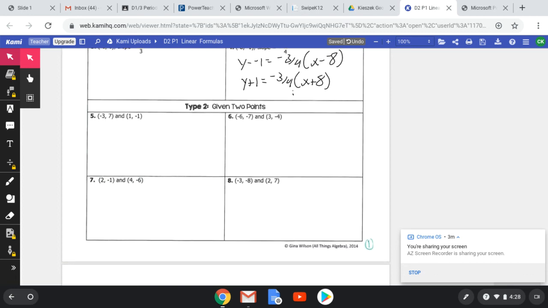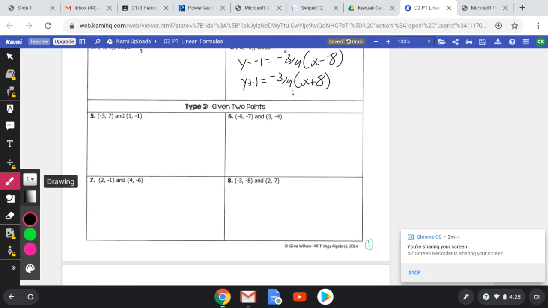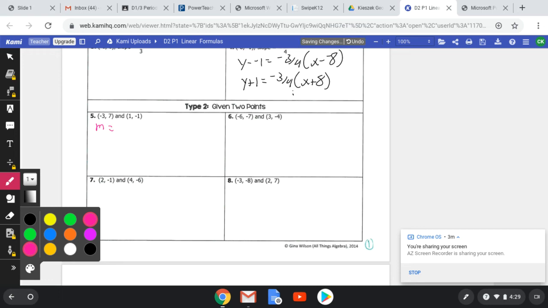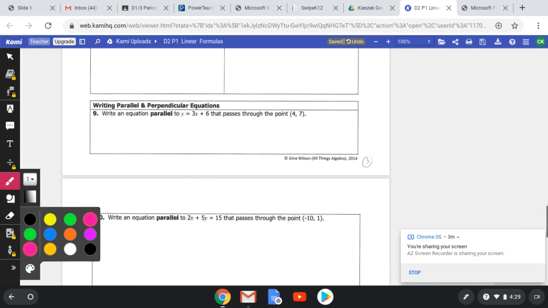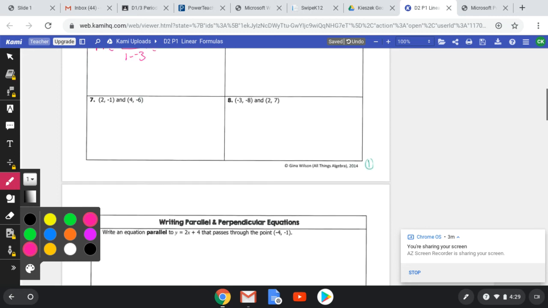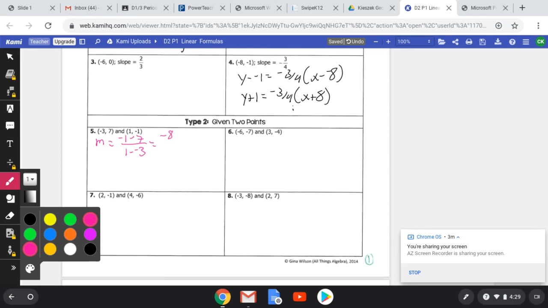Well, what happens if you're given 2 points instead? So in this case here, you have a point, but what you're missing is your slope. So you have to utilize the slope formula first. So m equals negative 1 minus 7 over 1 minus negative 3. Negative 1 minus 7 would be negative 8. 1 minus negative 3, which is really 1 plus 3, 4. So my slope here is negative 2.